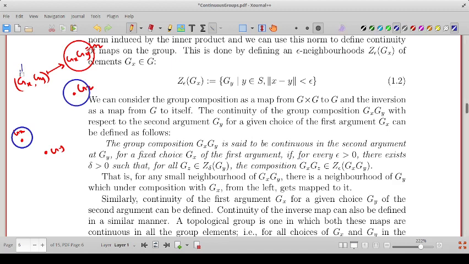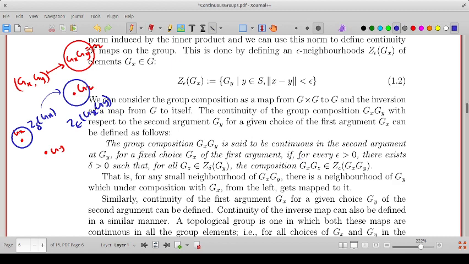So at that particular element gx, this map is said to be continuous if for every epsilon greater than 0, there exists a delta greater than 0 such that all elements that are in the delta neighborhood of gx get mapped to the epsilon neighborhood of gz. So all elements in Z delta of gx get mapped to elements in Z epsilon of gz, which is gx gy. All this while fixing gy.